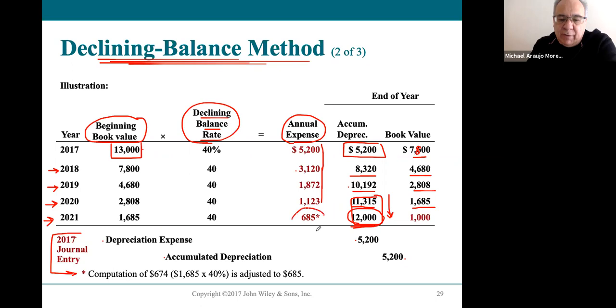So we're simply going to write off the difference in the very last year, regardless what the difference is. Again, at the end of the 5th year, the book value of the truck is going to be the salvage value. So notice how at the very end for accumulated depreciation and book value, we're still at the same numbers we started with. $12,000 in total depreciation over 5 years, $1,000 salvage value at the end of the 5 years. Those are never going to change. Okay.